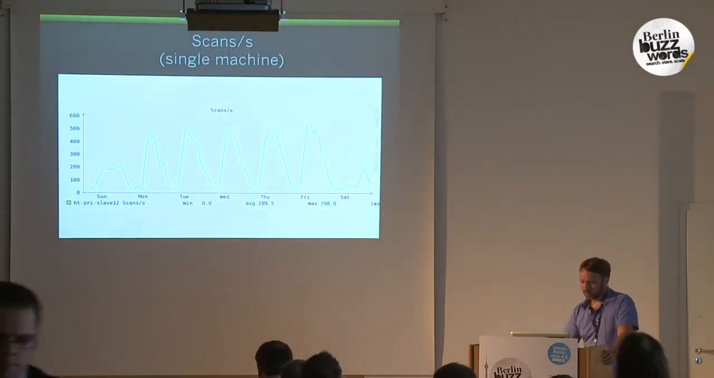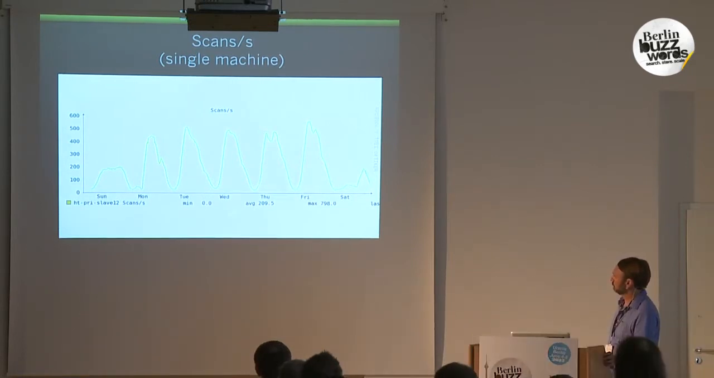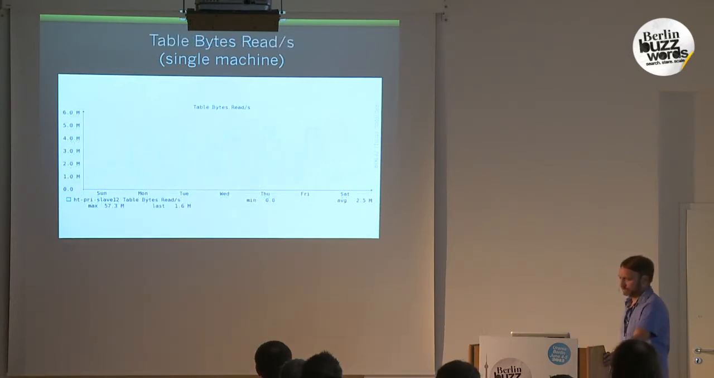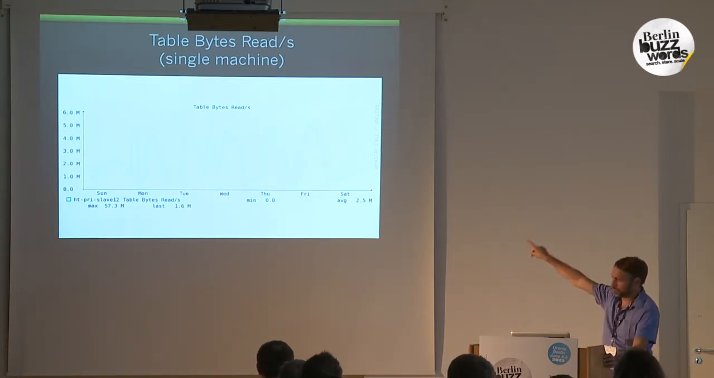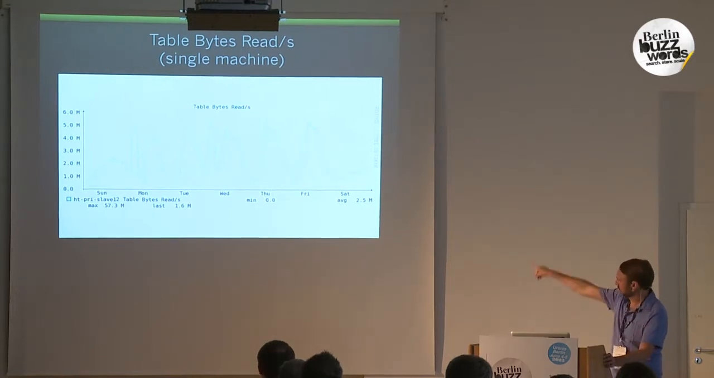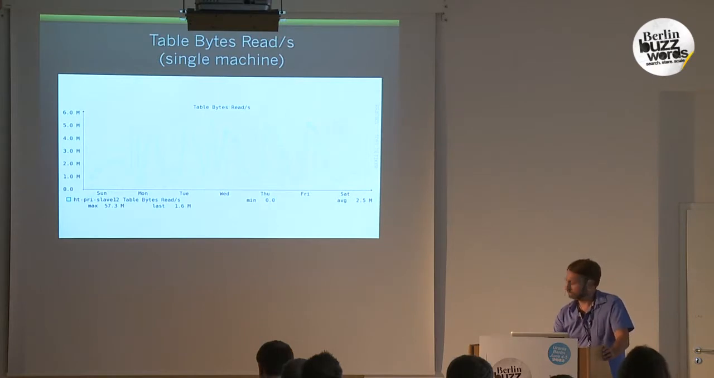And so here's a graph that shows the scans per second. And as you can see, similar diurnal pattern. And this is table bytes read per second. And it's similar, although you can see there's a couple of big spikes there, and that's when they kicked off a big select star that they did in the middle of the night that scanned the entire table for some stats job.